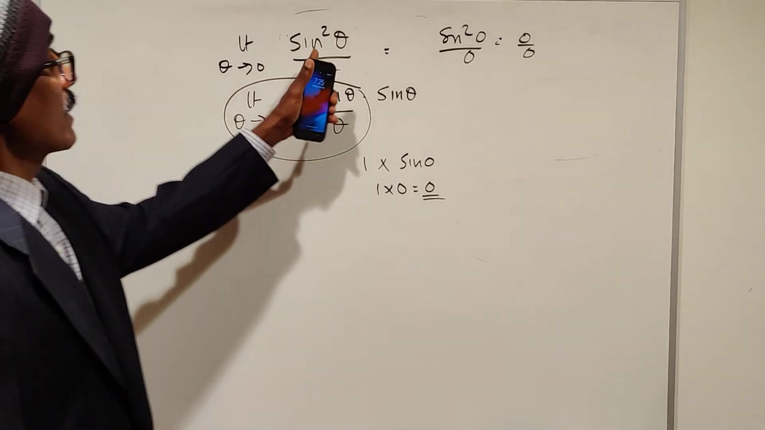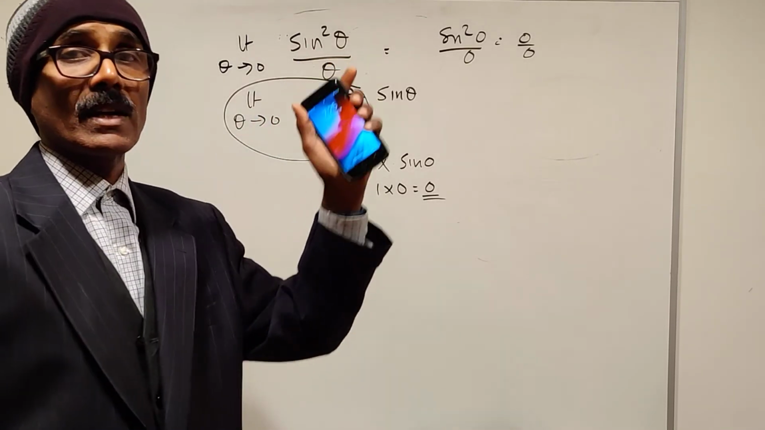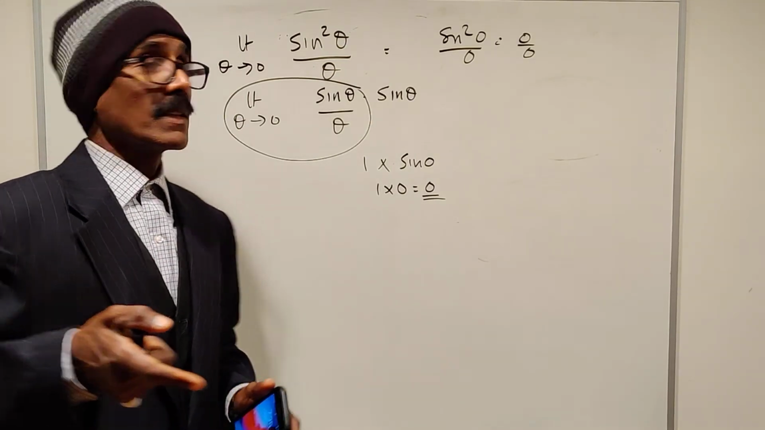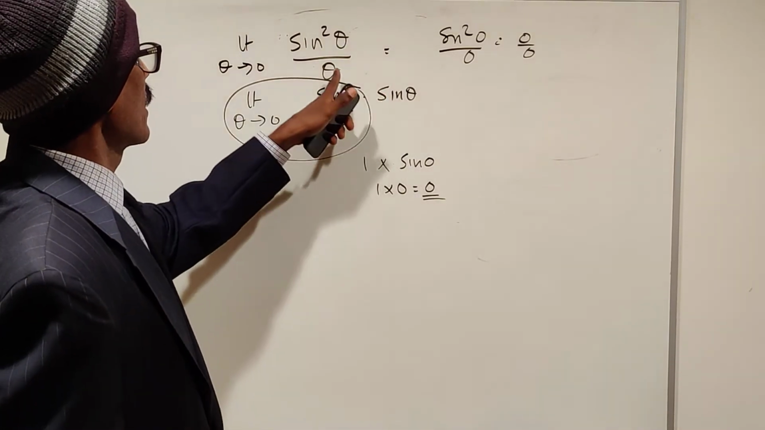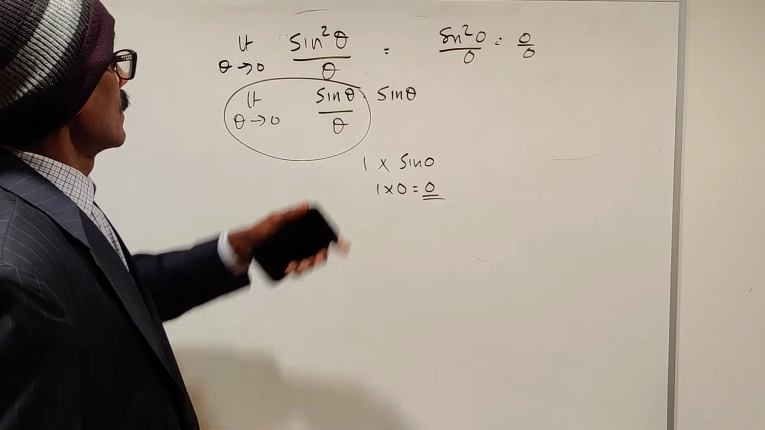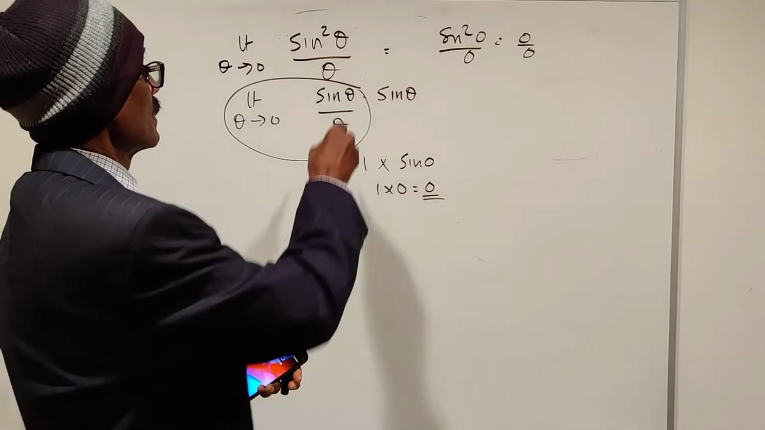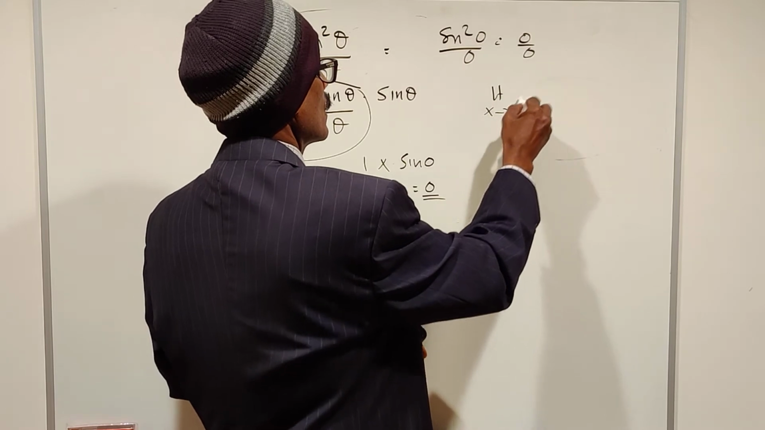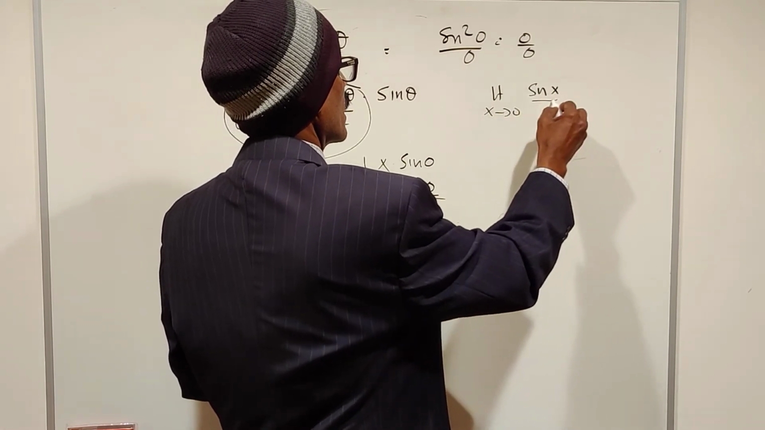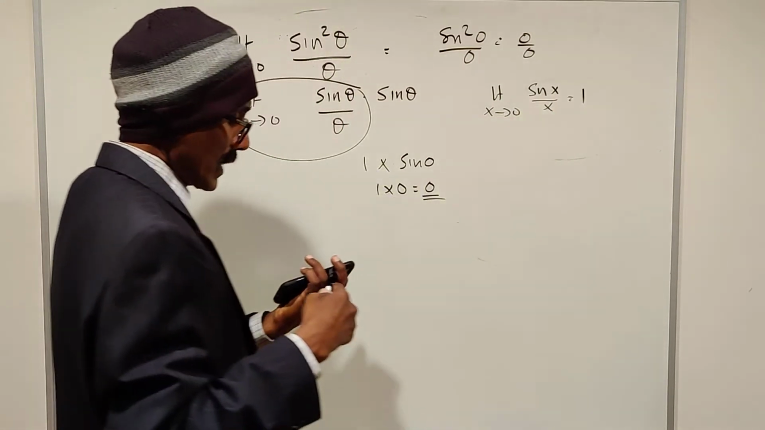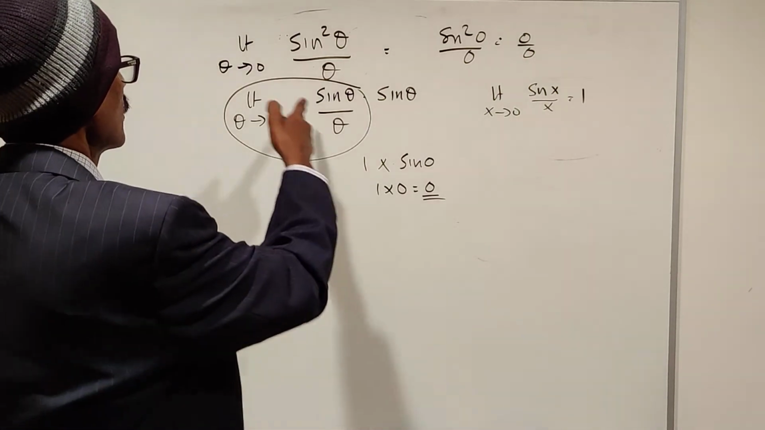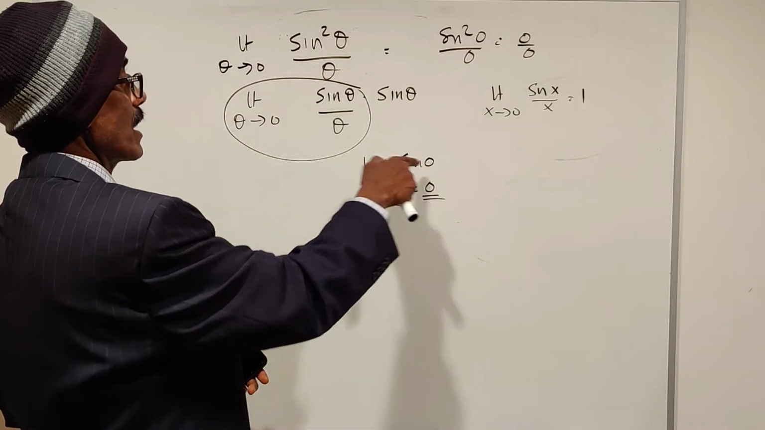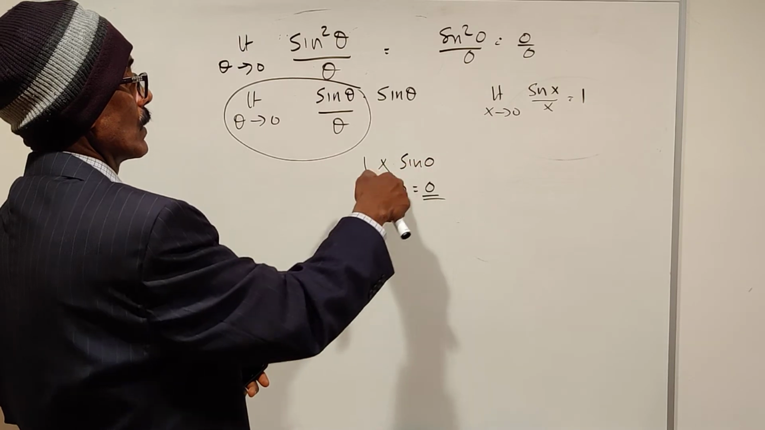See, what is the meaning of sine square theta? Sine theta times sine theta. Sine theta times sine theta divided by theta. Then the formula is limit x tends to 0, sine x by x is 1. So sine theta by theta, limit theta tends to 0, this is 1. 1 times sine 0 is 0.